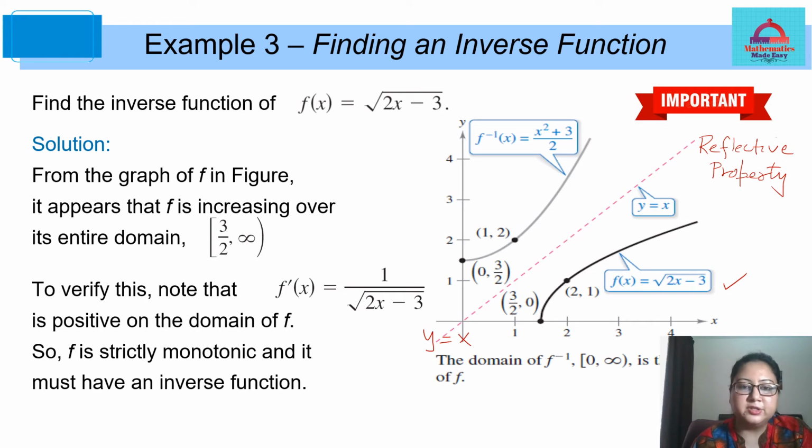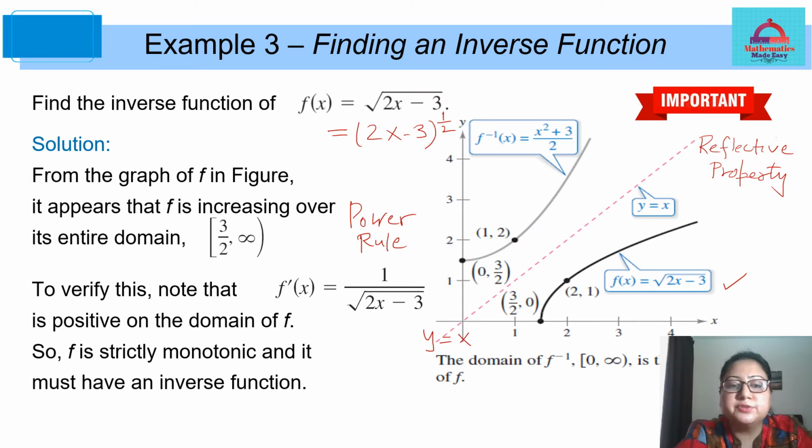And to verify this, you can take the derivative. Definitely you know the power rule. This is equivalent to (2x minus 3) to the power 1 by 2. Go ahead, differentiate it, use your power rule. You all know about it. We've been using them in the previous videos. And then you will get your f prime of x as 1 over square root of 2x minus 3. Again, because it is square root, it is going to be positive throughout.